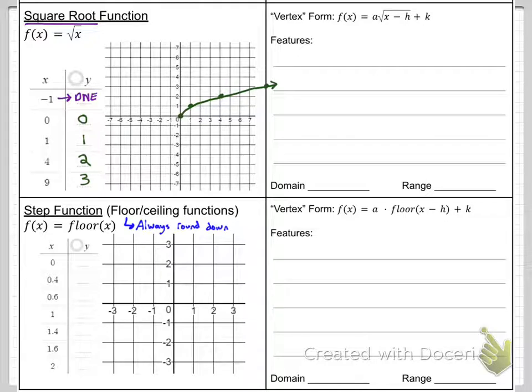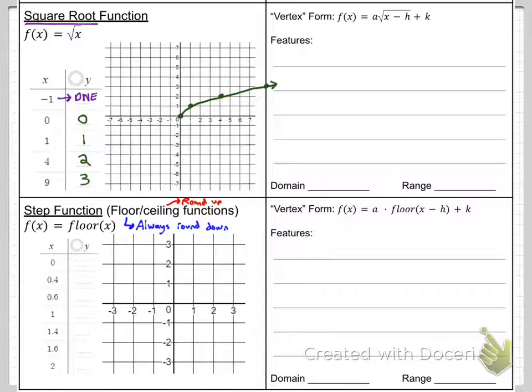For the step function, there are two specific kinds of step functions we're going to talk about: the floor and the ceiling step functions. The floor step function always rounds down the number. The ceiling step function always rounds it up. So what do I mean by that?